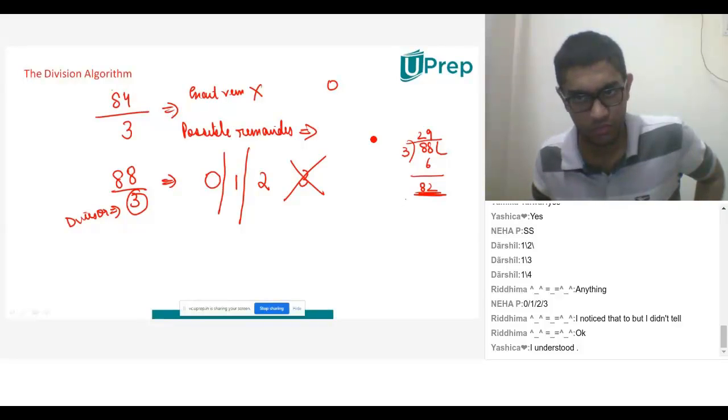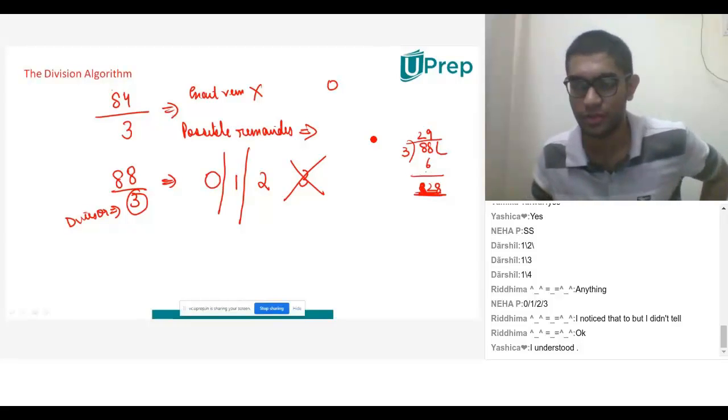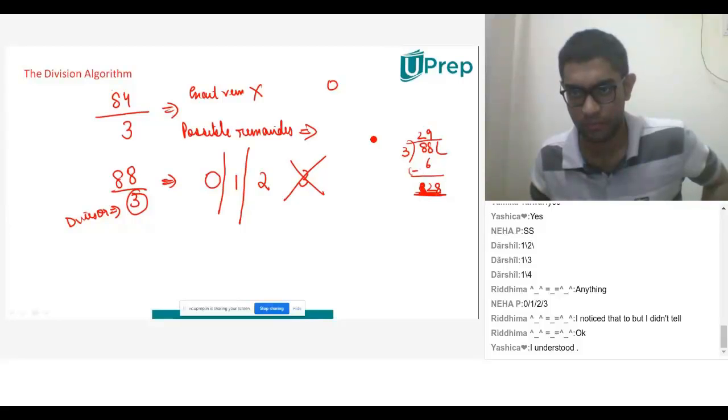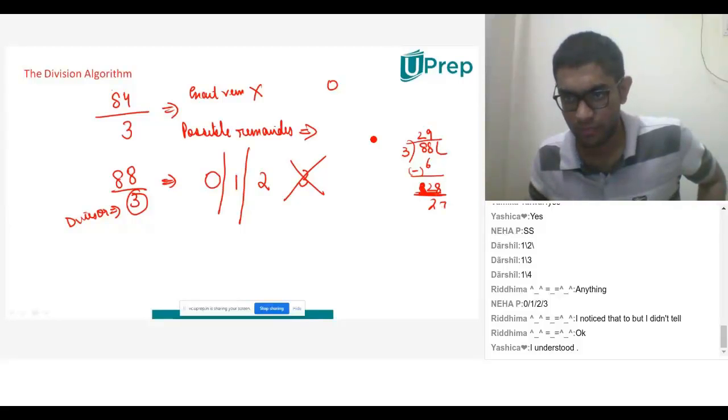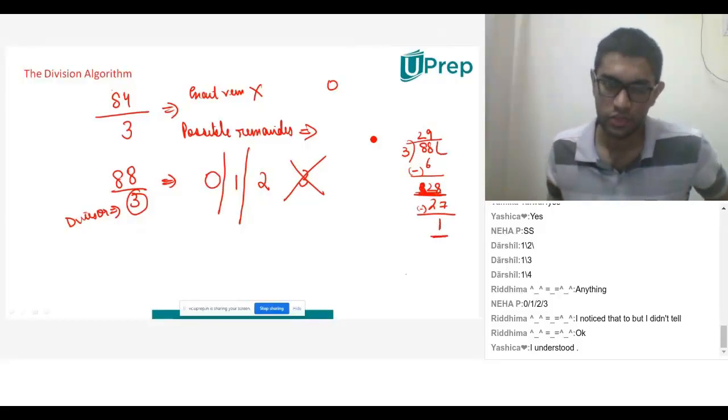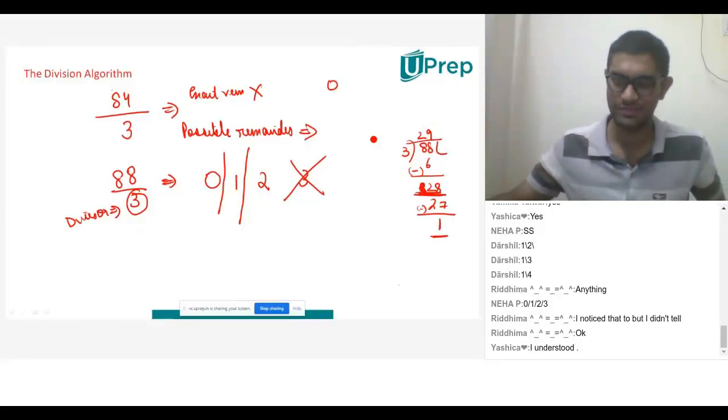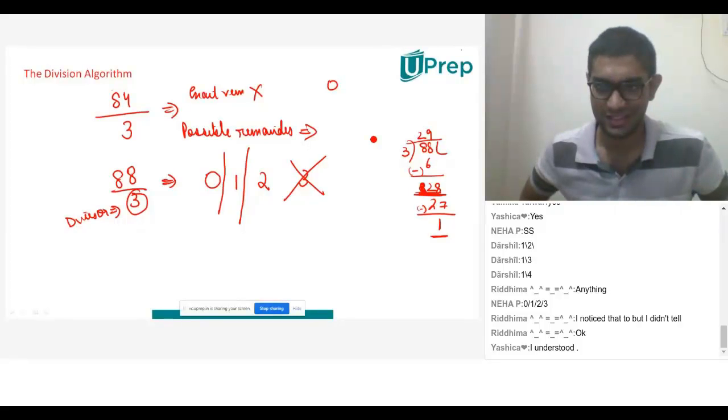Sir, why have you written 8 over there? I told you to write 2 and 8. You've written it opposite. Yeah, okay. Now 3 9s are 27, so we subtract 27. Good. Then the remainder is 1. So I got confused looking at 84 upon 3 and 88 upon 3.